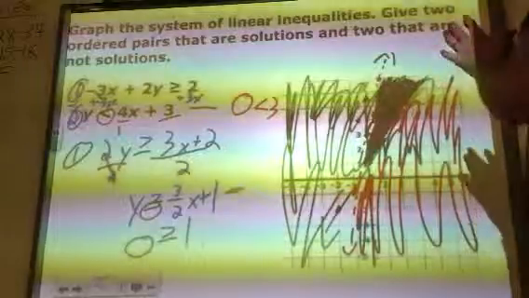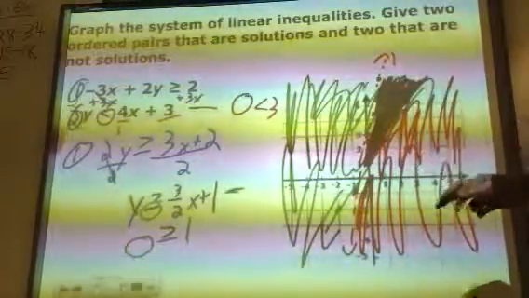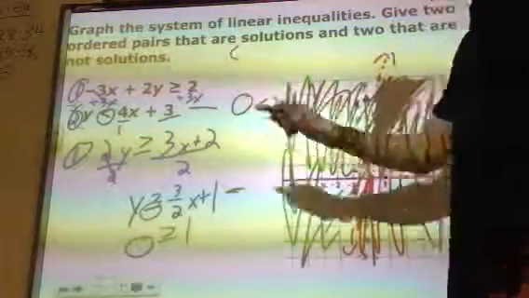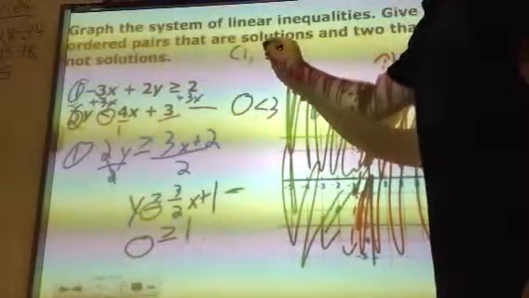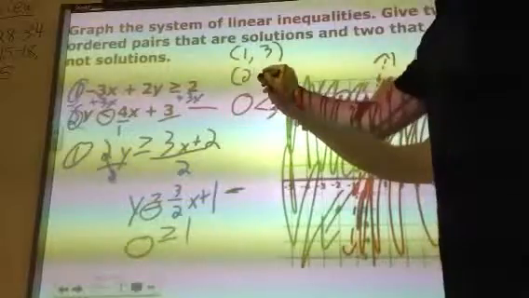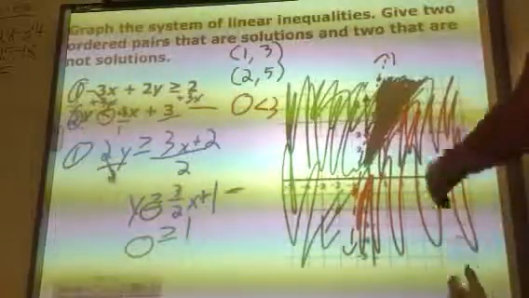Okay, so now we're going to give two ordered pairs that are solutions. Anything in that black area would be a solution. So we could go over 1, up 3. That'd be an example of a solution. Or we could go over 2, up 5. That'd be in that black area as well.